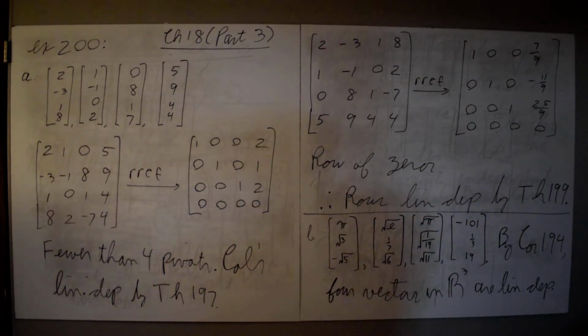So we did this 2 different ways. We don't have to use 2 different ways, but I did just to demonstrate this. So that is example 200 part A done twice.